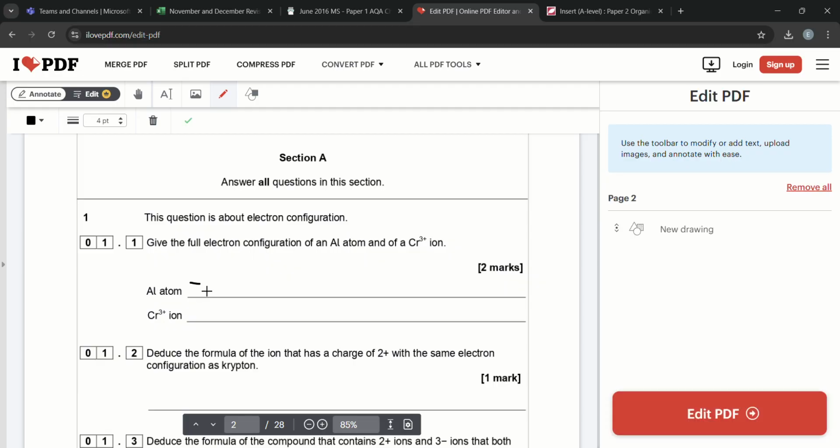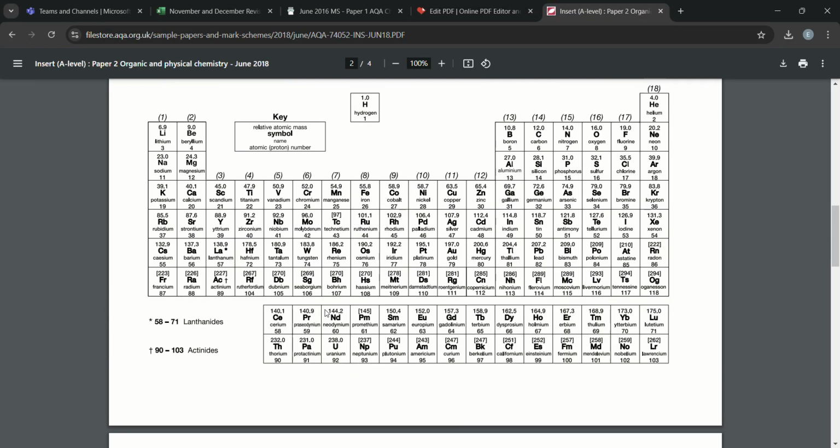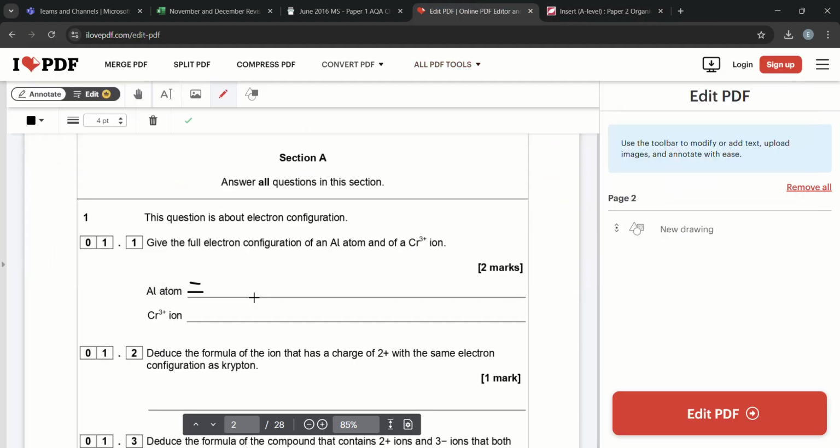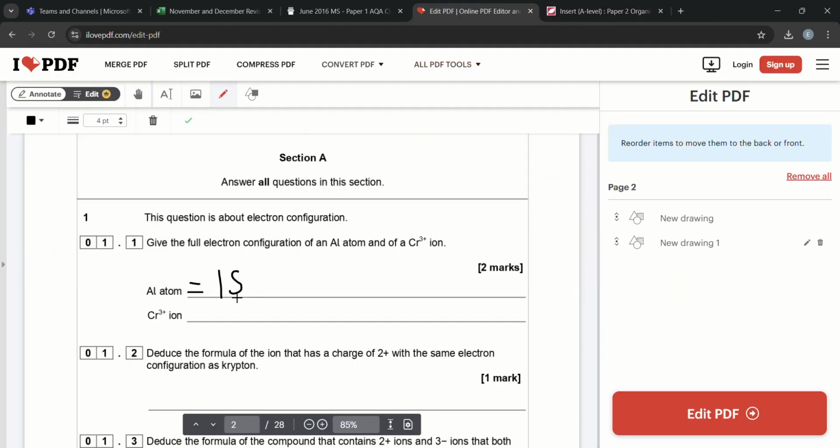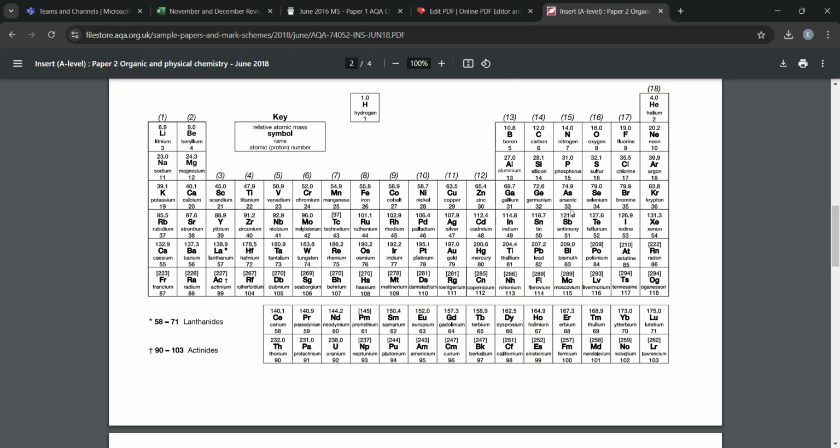So the Al atom is going to be, go to the periodic table, Al, so aluminium, and right here just under boron, 13 electrons, so it's going to be 1s2, 2s2, 2p6, 3s2, 3p1. 1s2, 2s2, 2p6, 3s2, 3p1. Cr3+ ion, so we go to chromium.